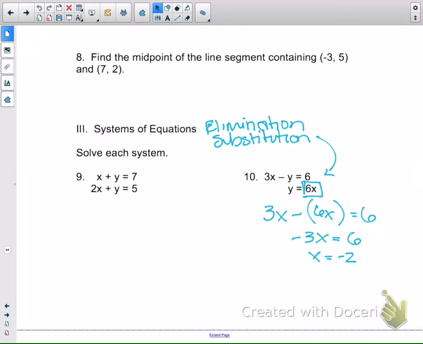Now in systems of equations, I'm not done when I get x equals. I need 2 parts to each of these, an x and a y. So where do I go to find my y value now? I plug it in back where it was solved for y. I take out the x, I plug in my x value of negative 2, and that gives me my y is equal to what? Negative 12. So your answer for systems of equations are typically ordered pairs, an x and a y, written like that.